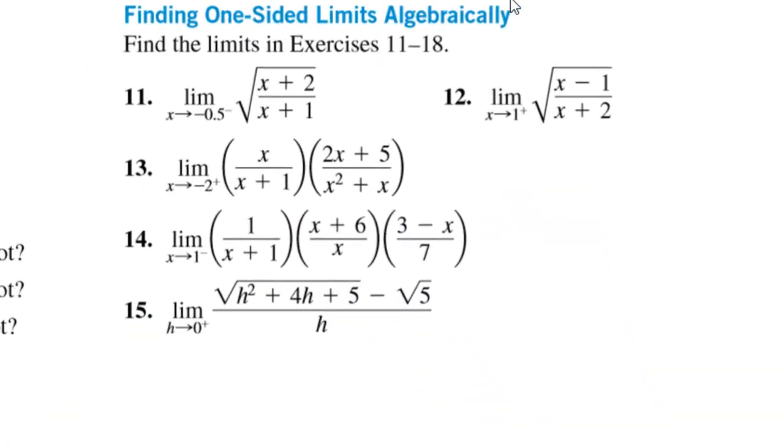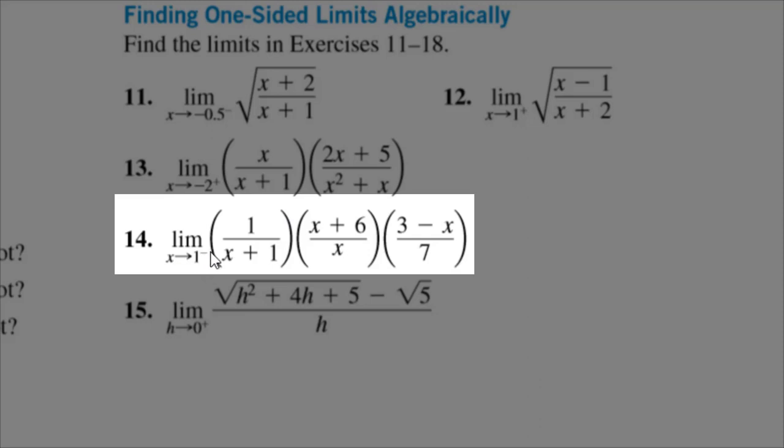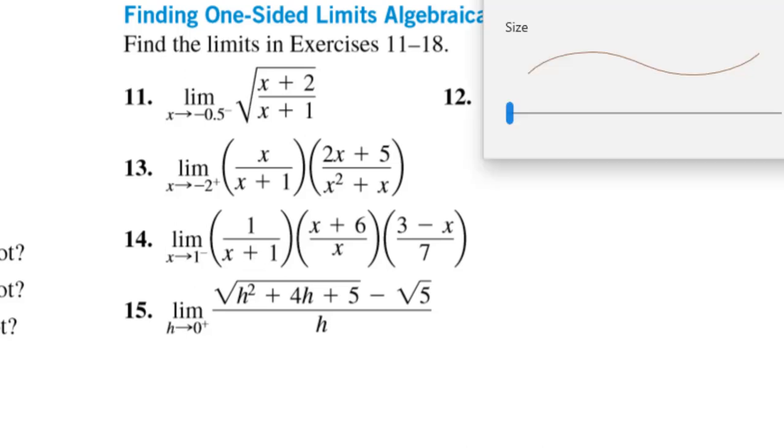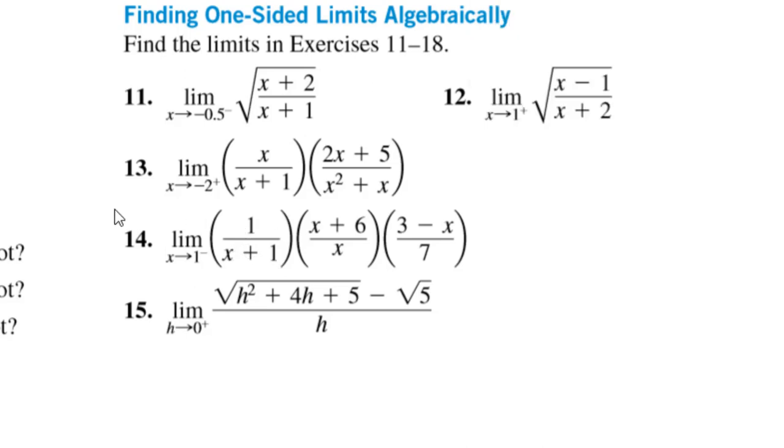Finding one-sided limits algebraically. Consider this example. Limit x tends to 1 from the left side. How to calculate this kind of limit algebraically? First of all, we have to be sure that 1 or the left side of 1 is in the domain of this function. What is the domain of this part? It says x is not equal to -1. And this one, it says x cannot be equal to 0, because they are in the denominator. So x tends to 1 from the left side. It's okay, it's in the domain.